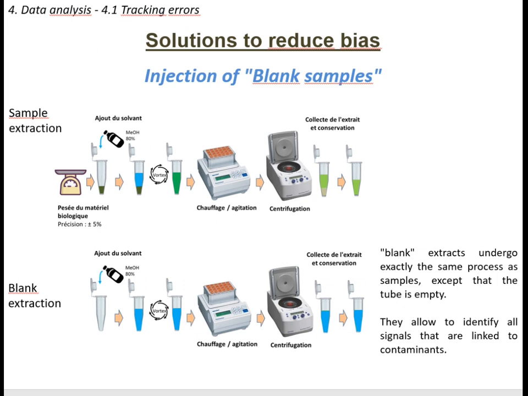And they will track any contamination. Everything you find in the blank comes from a contaminated solvent, or a contamination in any of the equipment that you've used to prepare your sample. So you really have to do this to find the background noise of your experiment. What is a metabolite and what is not.